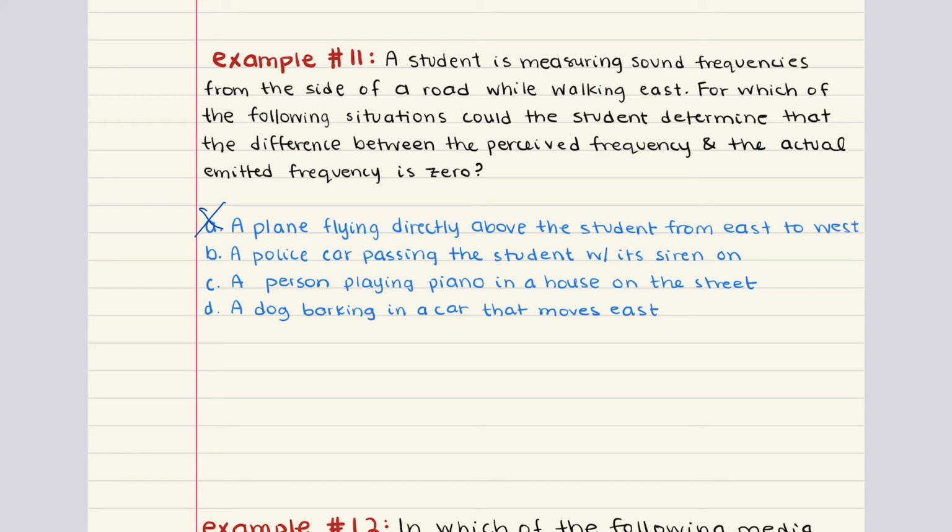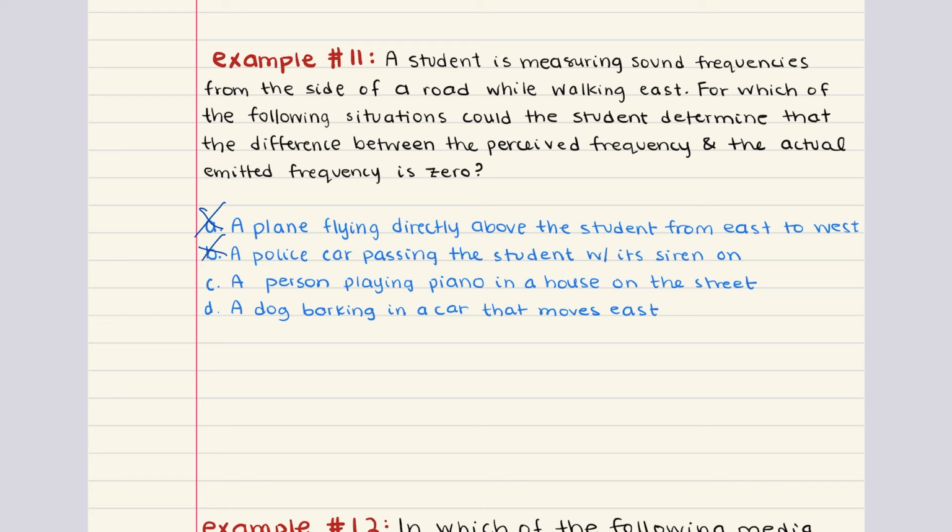This relative motion along the line of travel would produce a noticeable Doppler effect because the perceived frequency is going to be higher as the car approaches, and then it's going to be lower as it moves away. Therefore, there's going to be a difference between the perceived frequency and the actual emitted frequency, and B is incorrect.